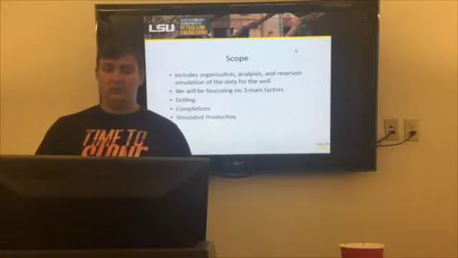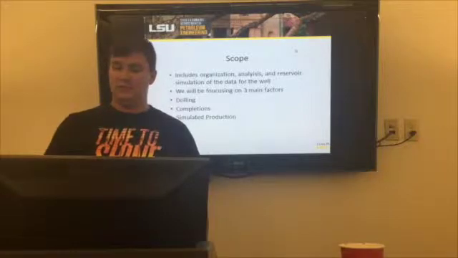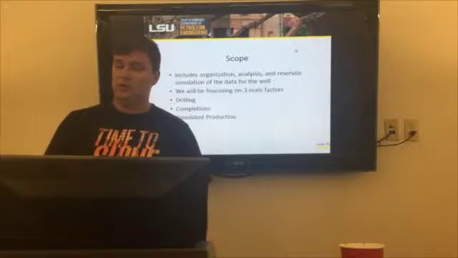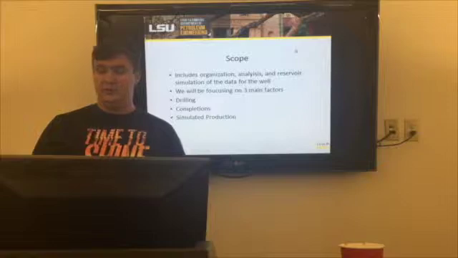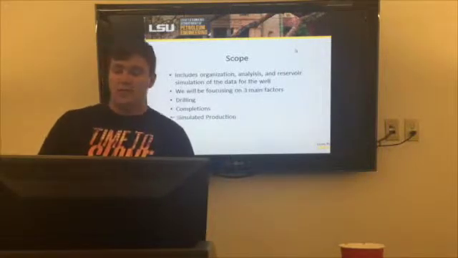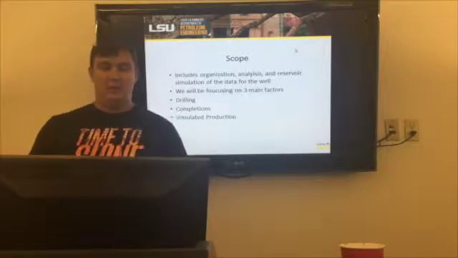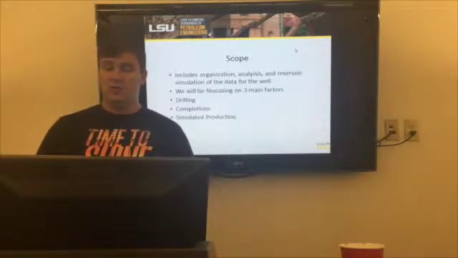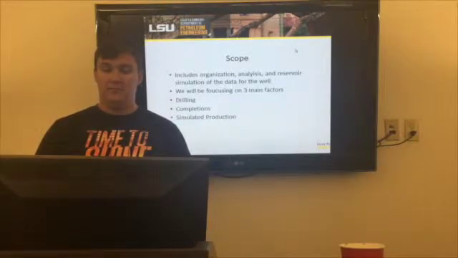Our project scope will include the organization and analysis and reservoir simulation of the data for the Khazan-2 well located in Oman to discern whether or not it will be economically viable for BAP to re-enter the well and produce it. Group members will divide tasks based off of each group members' strengths. The data will need to be effectively sorted and analyzed in a manner that will shed light on a couple of key factors. These three factors will include drilling, completions, and the simulated production of the well.